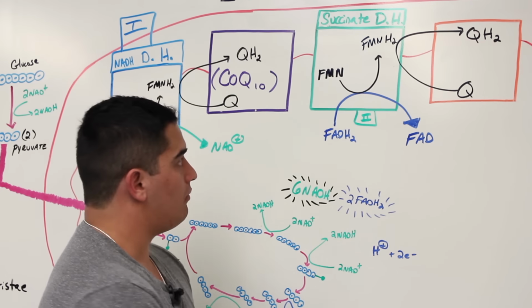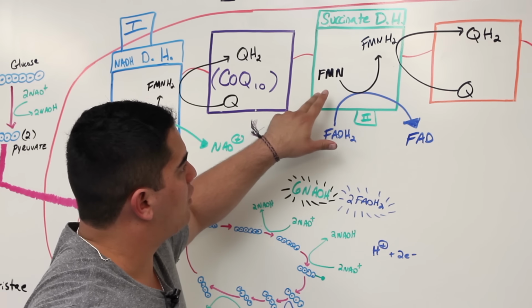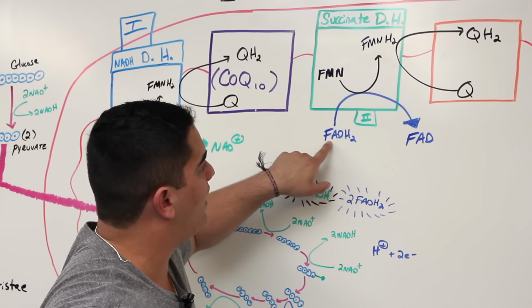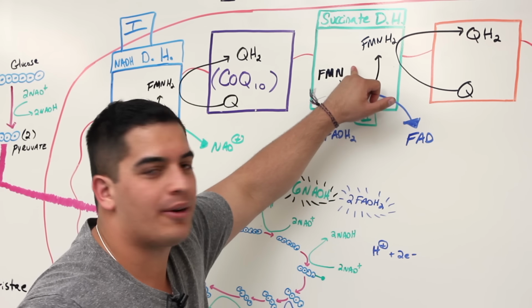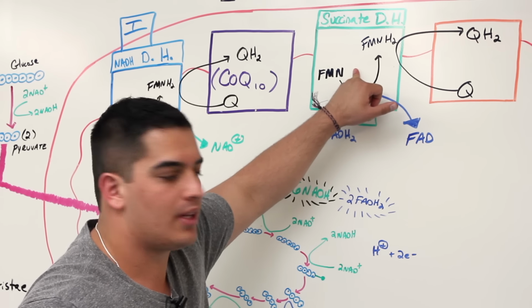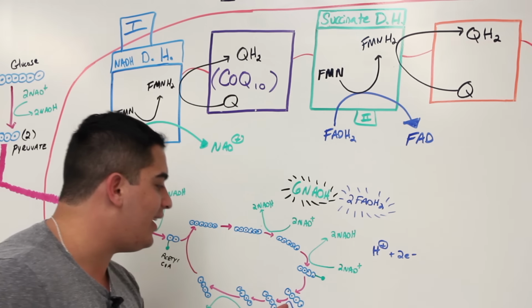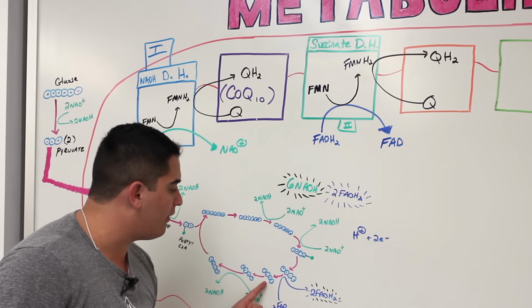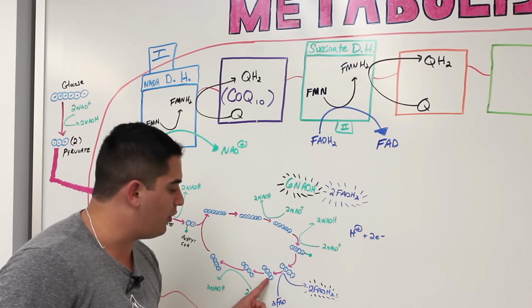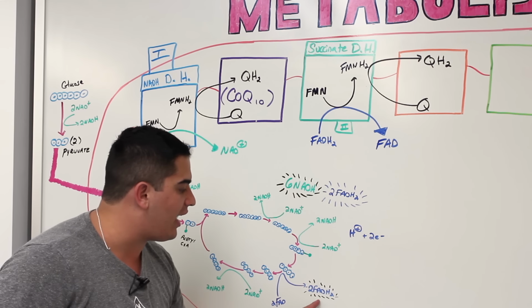Now, complex 2 or succinate dehydrogenase is going to do what? It's going to take the FADH2 and convert it into FAD. Doesn't this enzyme sound familiar? Do you remember this enzyme, guys? It was actually occurring here in the Krebs cycle. Remember when you were taking succinate and converting it into fumarate? What was it doing? It was taking FAD and converting it into FADH2.